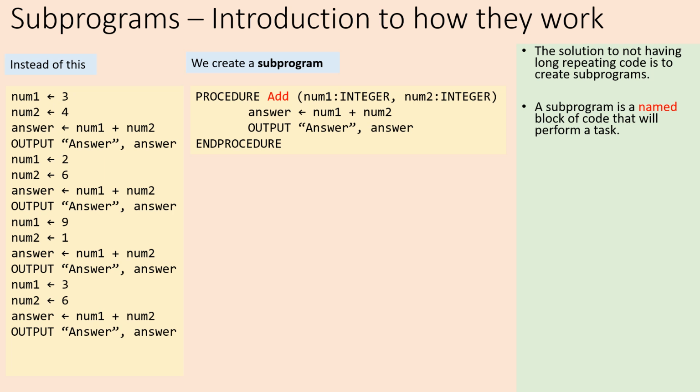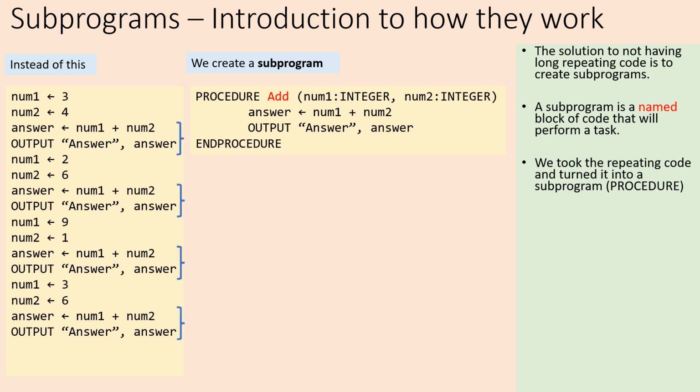A subprogram is a named block of code. So there's the name, add, that will perform a task. And usually it's good practice for your subprogram just to do one thing. So we took the repeating code, all this code that repeats the same each time, and we wrote it out once, we gave it a name, and we've created a subprogram.